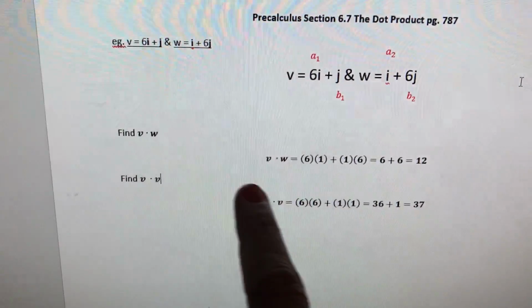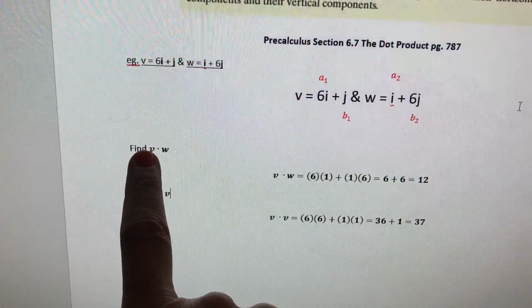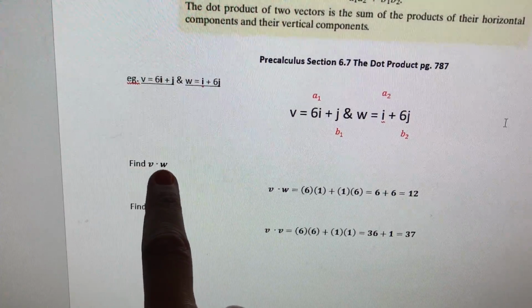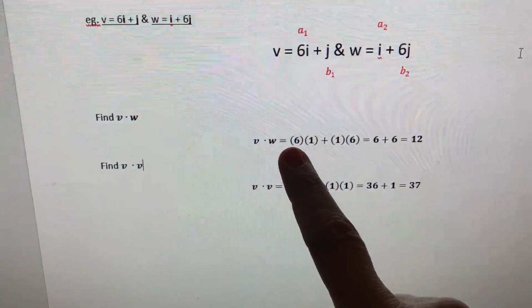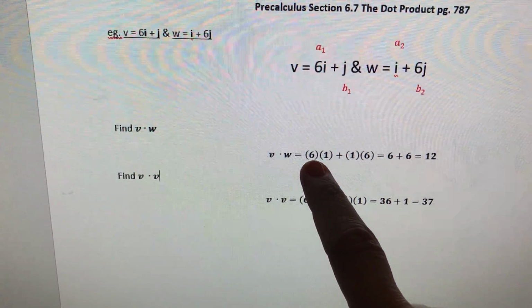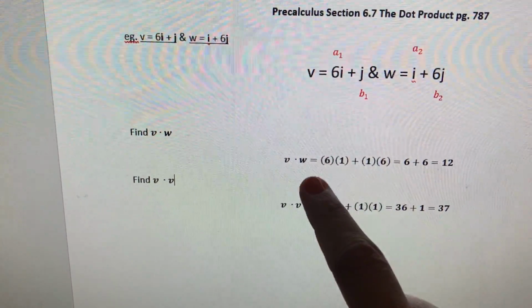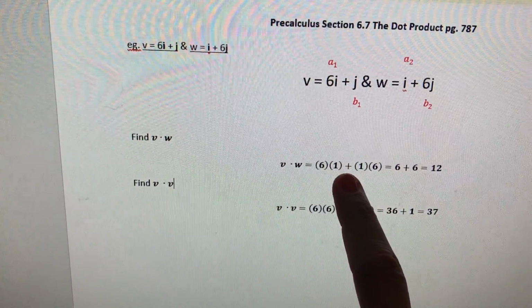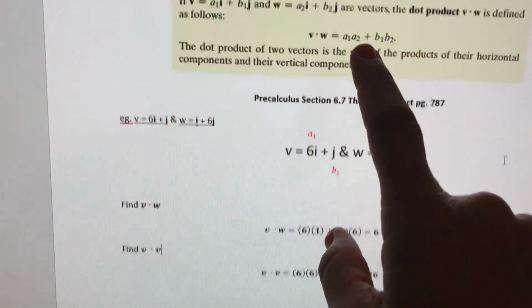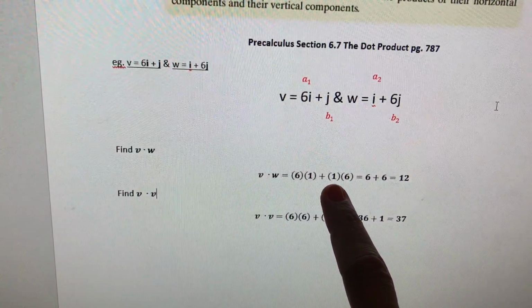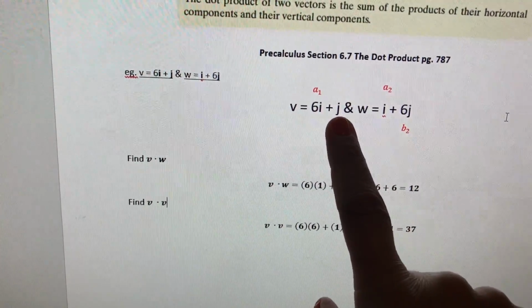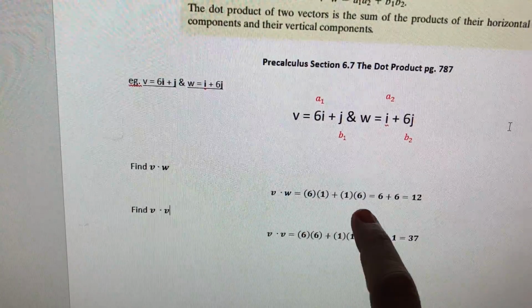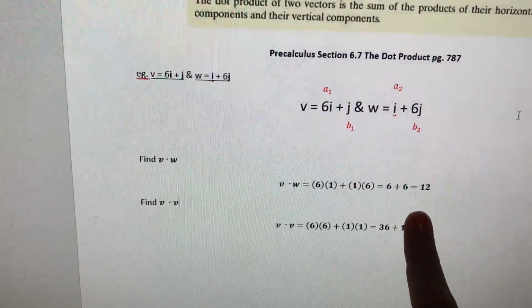So that's what I do down here. I find the product of the vector V and W, and that's where I get 6 times 1 plus B1 and B2. So 6 plus 6 equals 12.